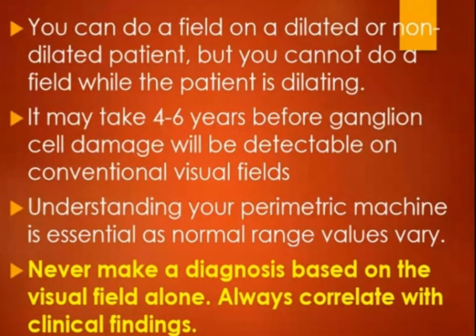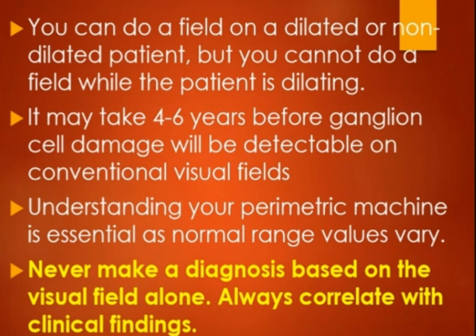You can also do a field on a dilated or non-dilated patient, but you cannot do a field while the patient is dilating. If you want to do the field on a dilated eye, you have to wait for some time till the eye is fully dilated before you can proceed with the test. If you don't want to dilate at all, you can proceed with the non-dilated eye. It may take up to 4 to 6 years before ganglion cell damage will be detectable on conventional visual field. Then understanding your perimetric machine is also essential, as normal range values vary.